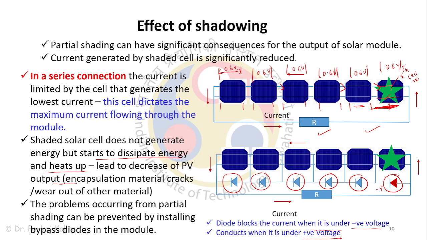What this diode does is, if the voltage corresponding to this particular solar cell is negative, it will not allow current to pass through the diode, and if it is a positive value, only then will it allow the current to pass through. So it's like bypassing this particular shadowed solar cell, such that it will not affect the performance of other solar cells. Due to the addition of this diode, this is not the limiting cell.